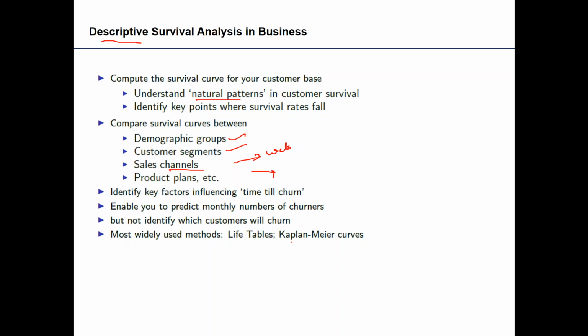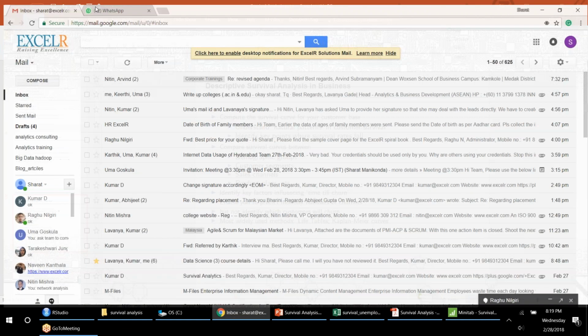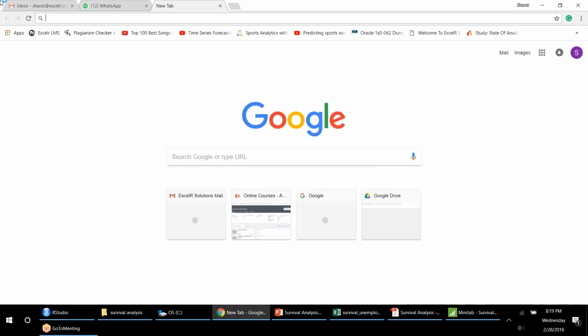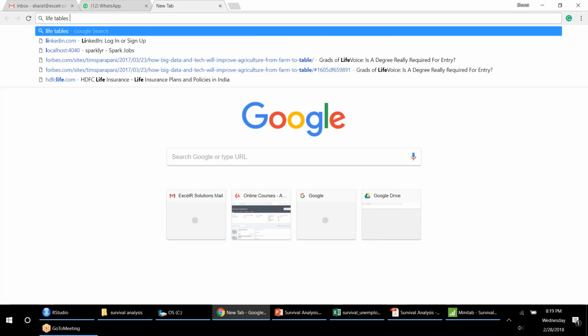In survival analysis, the easiest and most popular method is the Kaplan-Meier curves. There's something called life tables. Of course, I can show you that in Google also. Life tables is talking about, let me just go to Google. I'll say life tables wiki.